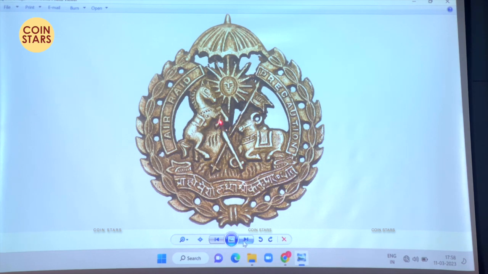Next. This is again Indore with umbrella and the monogram. Air raid precaution. This was issued during the Second World War, when the government thought that many parts of India may be bombarded by the Japanese. So they had this air raid precaution.